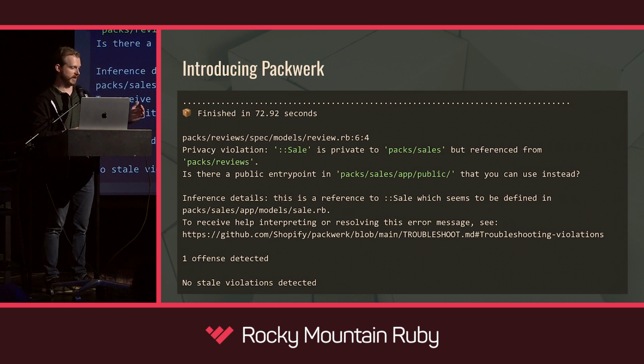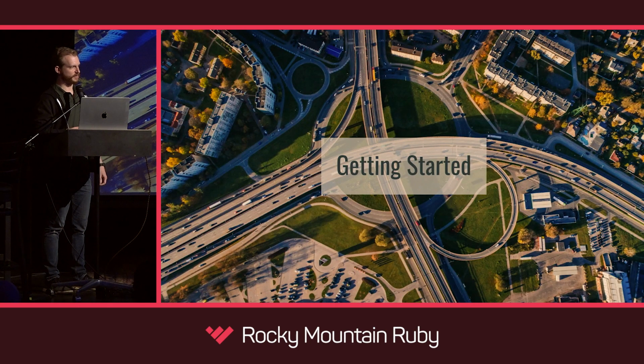It says we've got a violation in packs, reviews, spec models review, and we've got this privacy violation against the sale model in the sales package, and it says, hey, is there something you can do in the public directory that would work for this? And this is a check that you can run in your CI, right? So you don't have to review every single PR that comes through. It's good news.